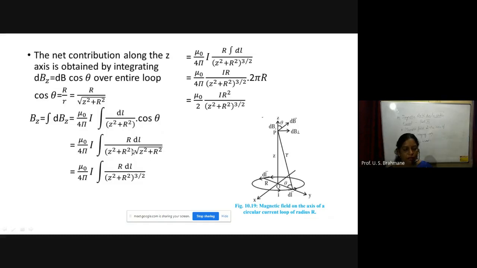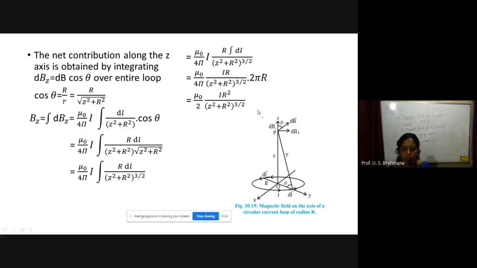So this term, you're going to write it. As it is, this is raised to 1 and this is raised to half, so that will become 3 by 2. Whatever is the constant term, take it out. Radius is not going to change, take it out. So the constant terms are taken out of the integration. Then mu 0 upon 4 pi I r and integration of dl upon z square plus r square raised to 3 by 2. Then we can see that mu 0 upon 4 pi, this term is as it is.